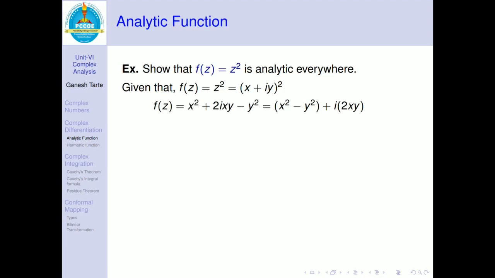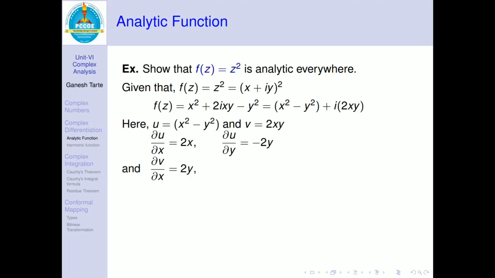Now separating real and imaginary part, so x square minus y square is the real part plus i times (2xy), so 2xy is the imaginary part, means u is x square minus y square and v is 2xy. So finding out their first order partial derivatives, so u with respect to x is 2x, partial derivative of u with respect to y is minus 2y, v with respect to x is 2y, and v with respect to y is 2x.